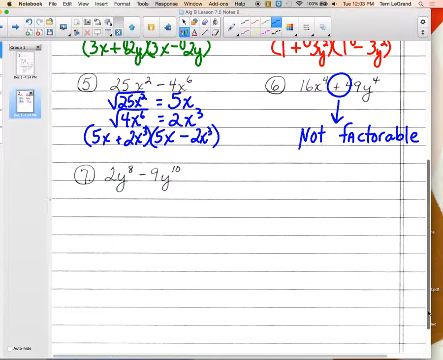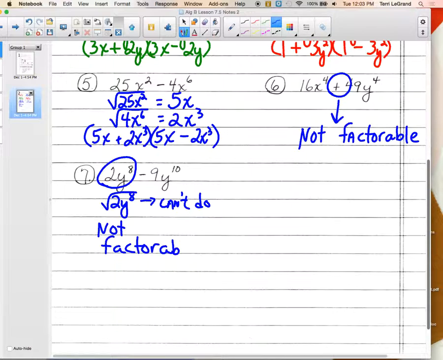Okay, how about number 7? Cameron? Not factorable. Why not? It's got subtraction, but the 2 is not a perfect square. Okay, so this is the part. If we try to take the square root of 2y to the 8th, we can't do it. We can take the square root of the y to the 8th part, but we can't take the square root of 2 and get a nice integer. So this one is not factorable either. Okay?